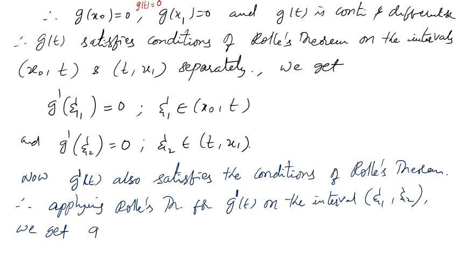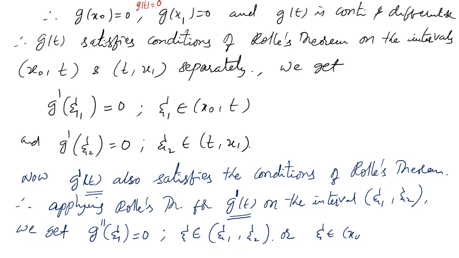Finally, what is the function? g dash t. So g double dash xi equals 0, where xi belongs to the open interval xi1 comma xi2. We are applying Rolle's theorem on g dash t, so the conclusion is g double dash xi equals 0. Or one can write xi belongs to x0 comma x1, because xi1 and xi2 lie between x0 and x1.